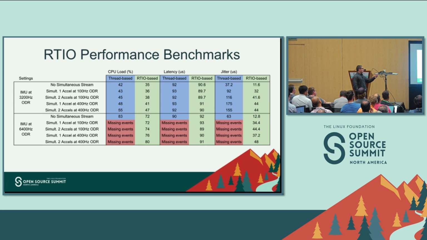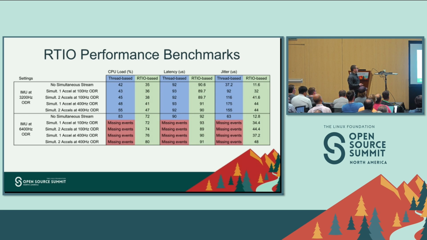Finally, this is the table with the results that I got. The testing scenarios are on the left. Please don't look at the data yet, let's just focus on the testing scenarios. We have the IMU running at 3200 hertz or at 6400 hertz, and we have permutations of the two ADXLs running. So either the IMU exclusively running, or the IMU plus one accelerometer running at 100 hertz, or the IMU plus the two accelerometers running at 100 hertz. You get the gist, right?